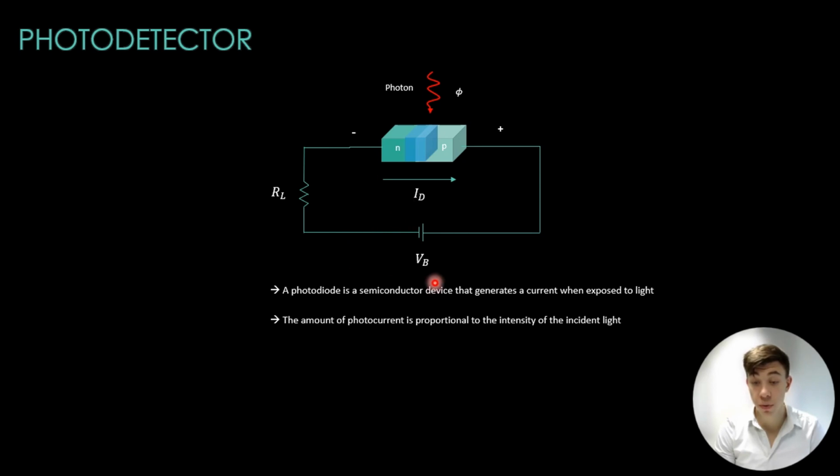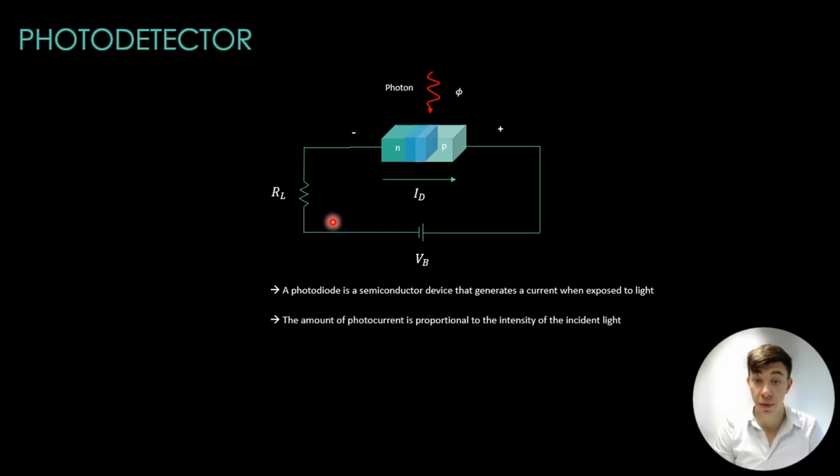Of course, we have to complete the circuit by biasing our photodetector circuit with a certain resistance RL and bias voltage VB. So the amount of photocurrent generated is directly proportional to the intensity of the incident light. This makes photodiodes highly sensitive to variations in light intensity, a crucial feature for detecting modulated optical signals in FSO.